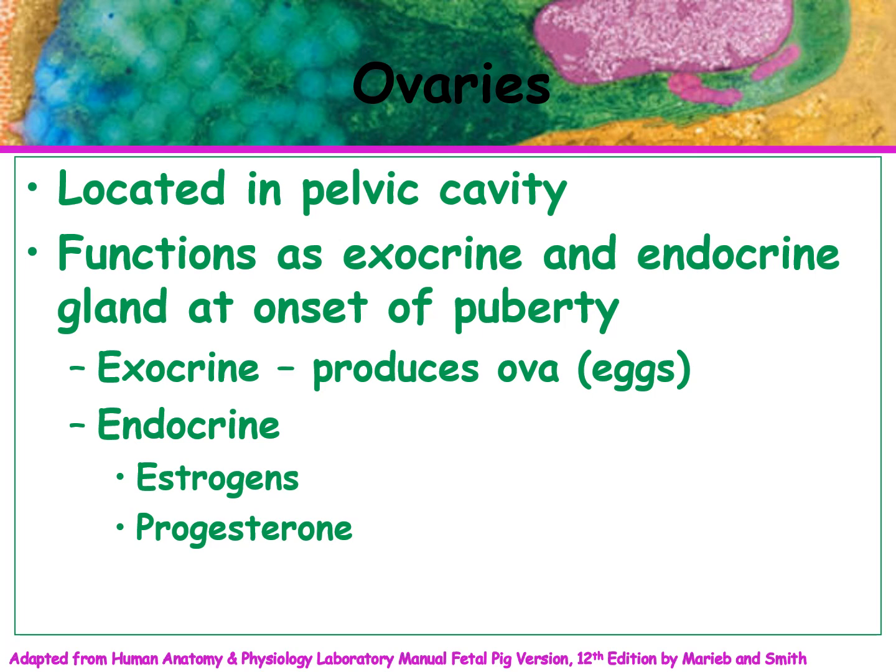And the ovaries are located in the pelvic cavity of the female. And as an endocrine gland, they produce two hormones, estrogen and progesterone. As an exocrine gland, they produce ova, or they will produce eggs. And they start to function during puberty.